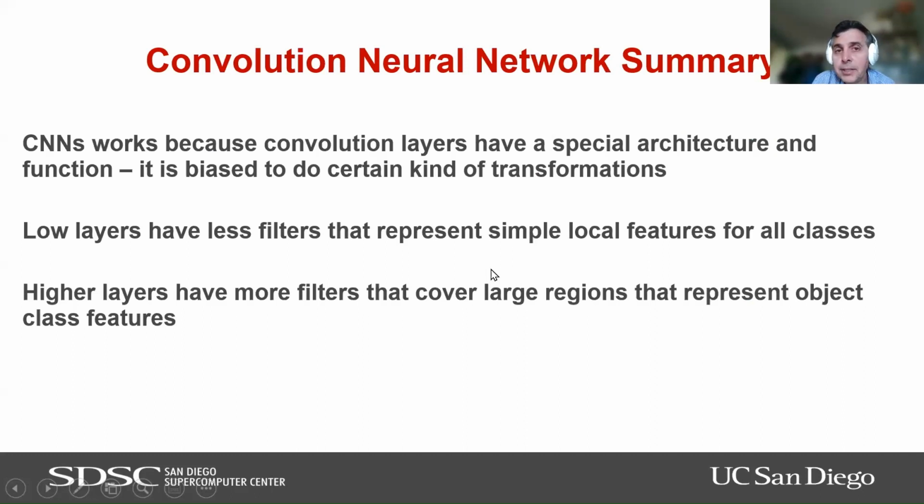Okay. So the summary here is that convolution networks work because our layers are essentially a special architecture. They're built to pull out features from an image. They're essentially biasing the kind of thing a network can learn. The lower layers typically have fewer filters. They represent simple local features that are presumably relevant for all classes. And people have done more in-depth examination of what these features look like. Higher layers have more filters that cover larger regions, and they represent something presumably about an object.